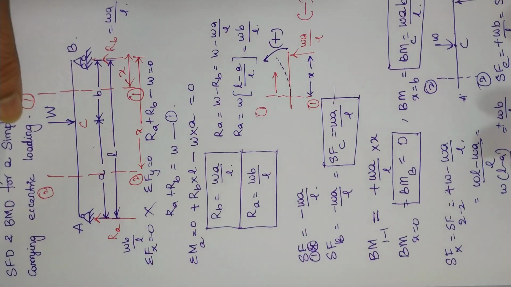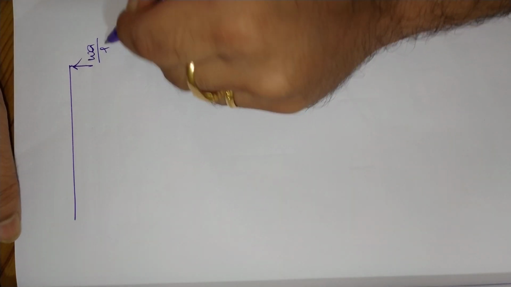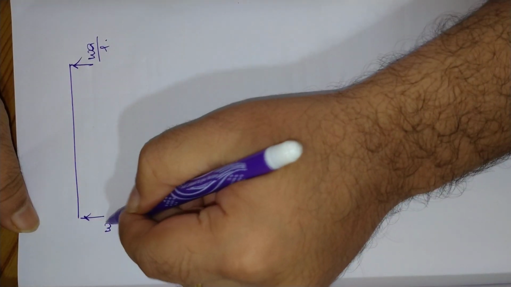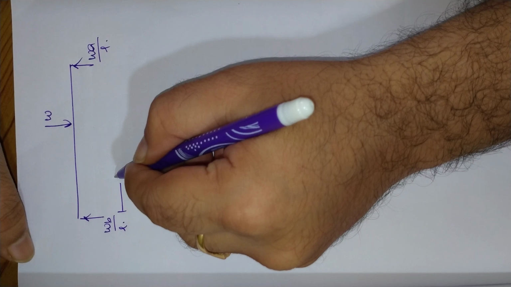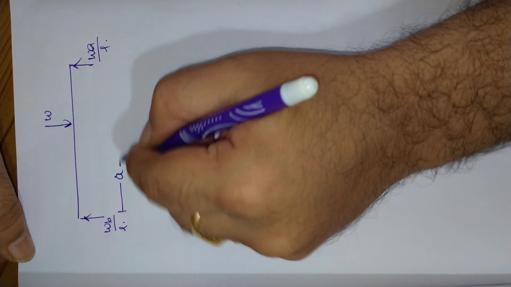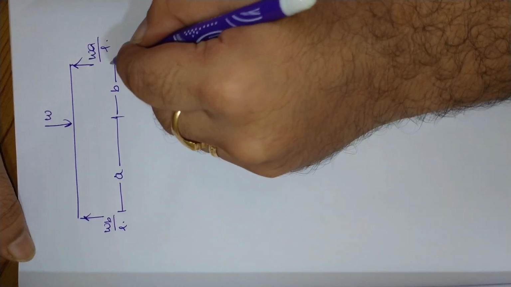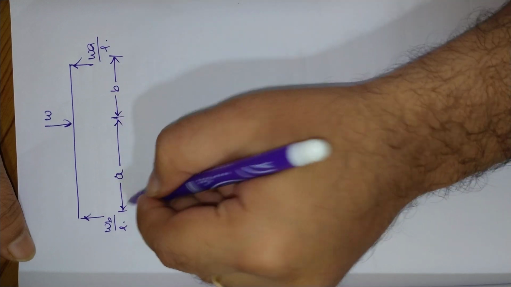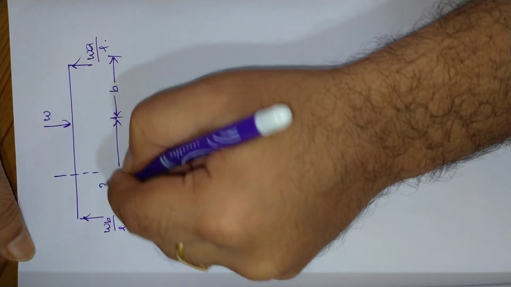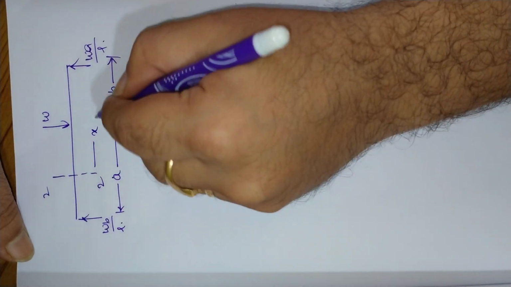The next thing is bending moment. This is WA by L, and here we have WB by L. We have a force capital W. This is A and this one is B. Here we took a section that is 2 and 2. It is located at a distance of x.